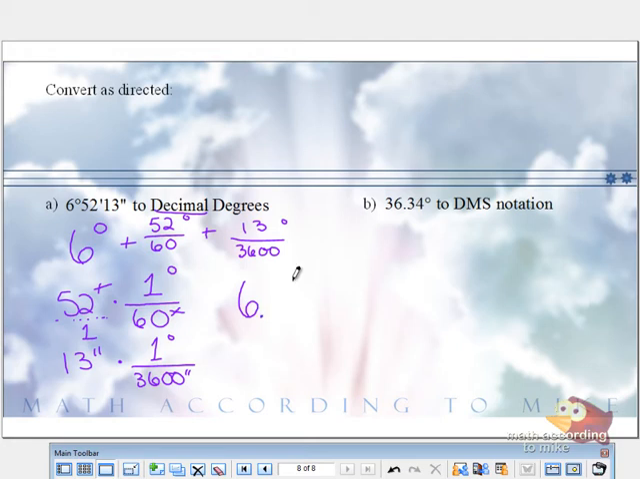Speaking of 87, I think that's the decimals, right? Yeah. So it's approximately 6.87 degrees. Rounding to, I would tell you on the test, so you don't have to worry about it, but typically 2 or 3.